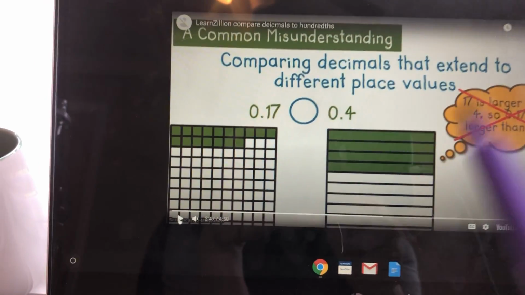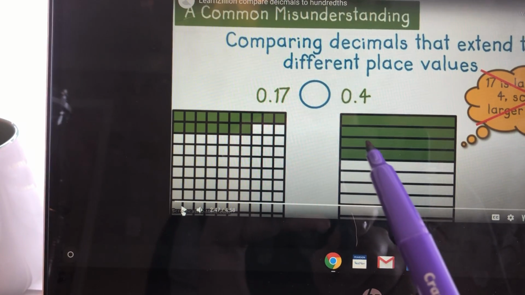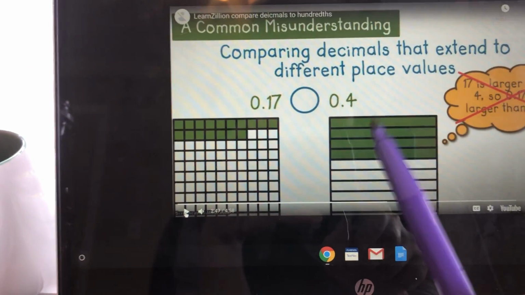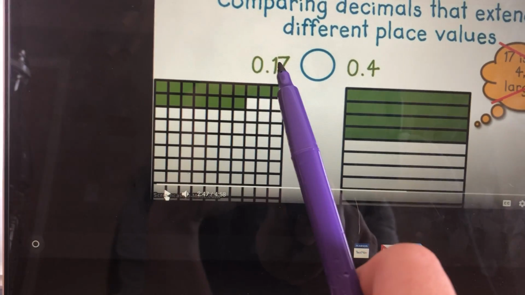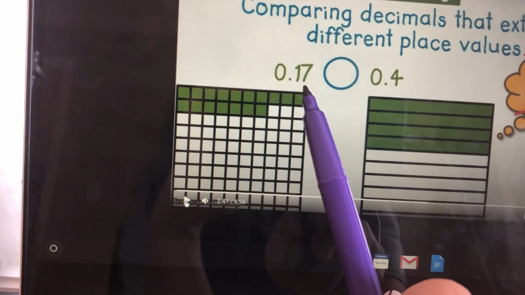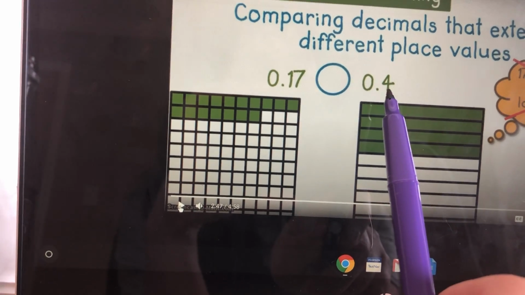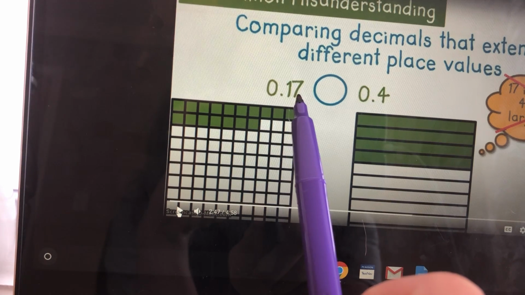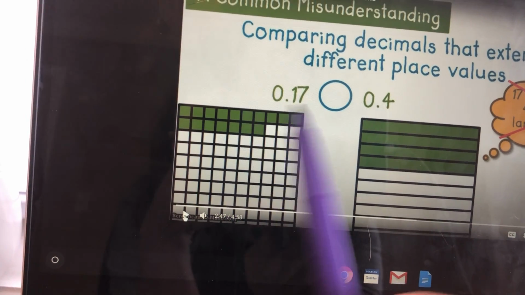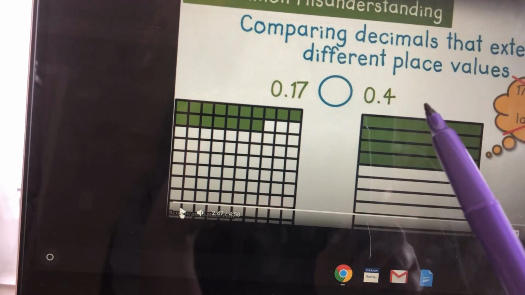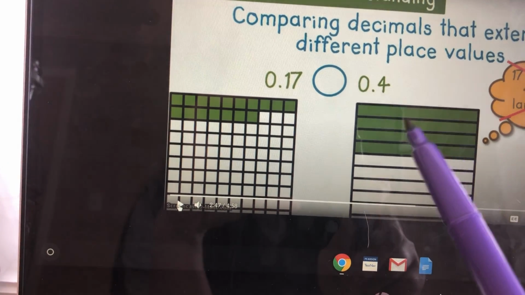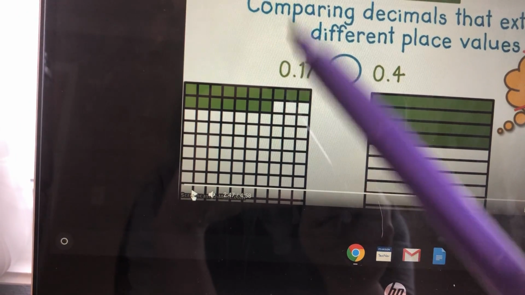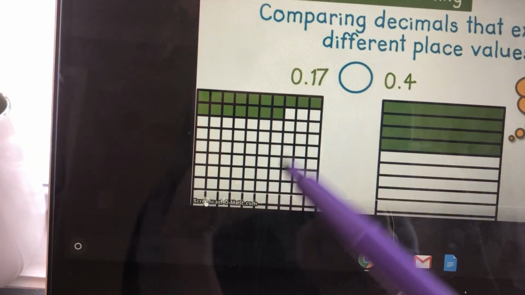So remember when I said 5 cookies is bigger than 3 cookies? Well, that doesn't work when you've got a decimal that's in the hundredths and then this one's in the tenths, because you have to think about it differently. Remember, if it's in the hundredths place, it's cut up more than the tenths place. So if you get a problem like this, you can't just say that 17 is more.